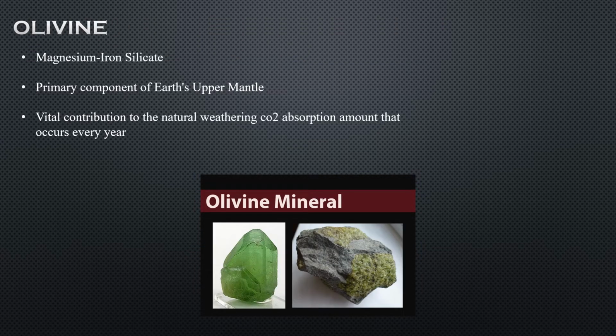Today, I have two main focuses. First is olivine. Olivine is a magnesium iron silicate. This kind of rock is the primary component of the Earth's upper mantle and has a vital contribution to the natural weathering CO2 absorption amount that occurs every single year.